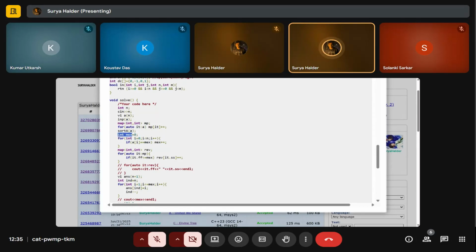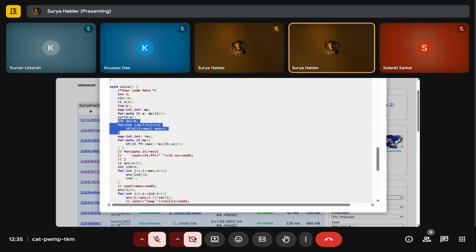So basically I will be starting with 0. If a of i is equal to max, I will simply increase max by 1. If the array contains a 0, then my max will obviously be 1. That is why I have increased my max by 1. If later on I get 1, then obviously my max will be 2, so I will set max equal to max plus 1. After that, if I get a 2, then my max will be 3. So this loop is just calculating your max.